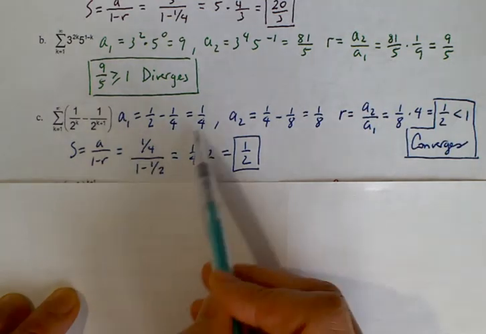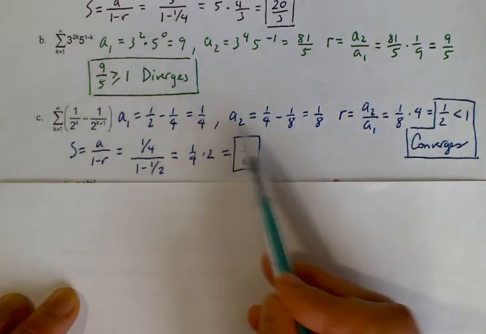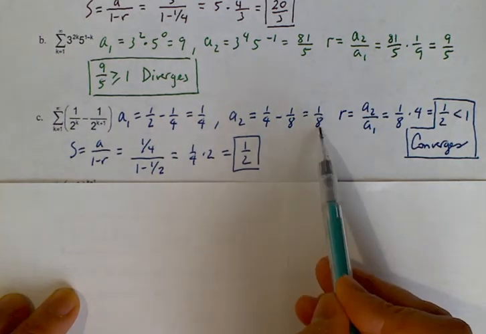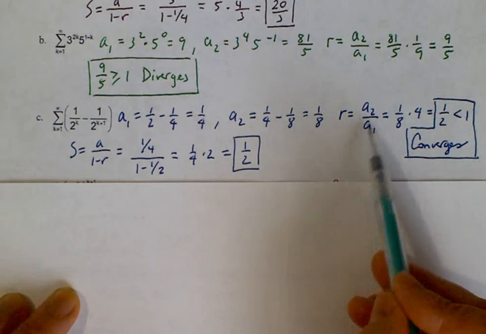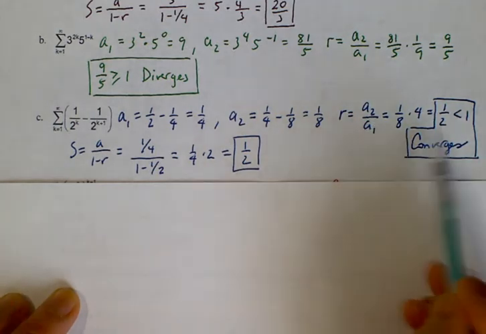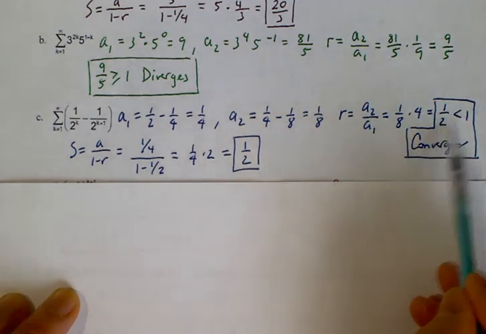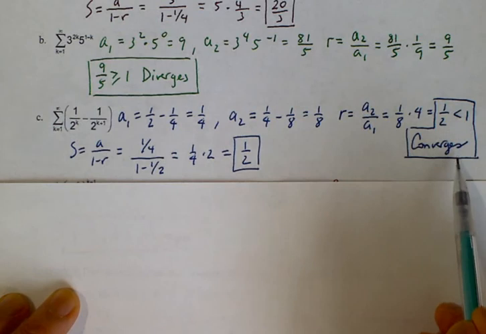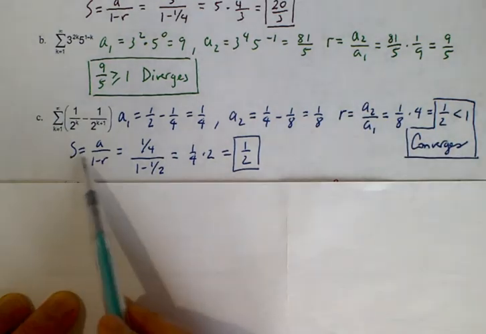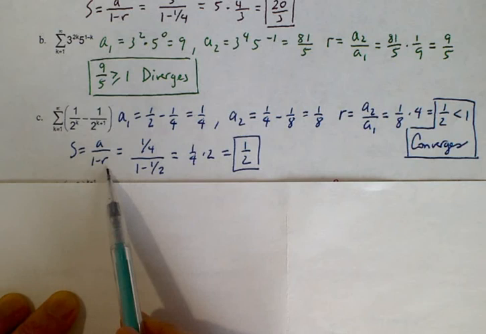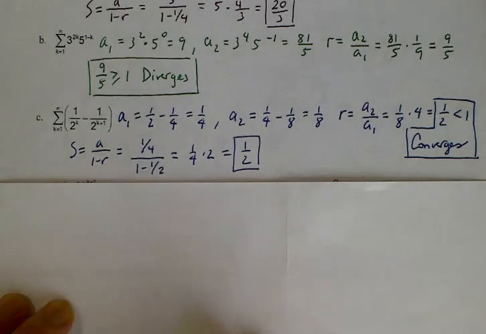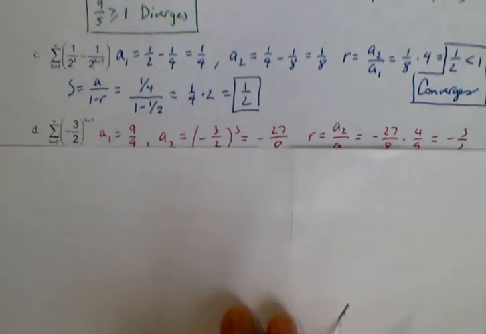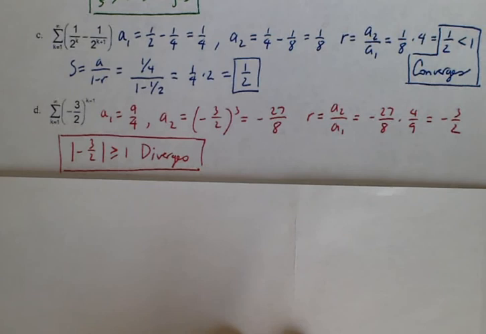All right, so for C, check your answer. I get a sub 1 equal to 1/4, and a sub 2 equal to 1/8. So my common ratio is a sub 2 divided by a sub 1. It comes out to be a half, which is less than 1, so it converges. Then I just use my formula, a over 1 minus r, and work out the arithmetic, and I get the sum to be 1/2.